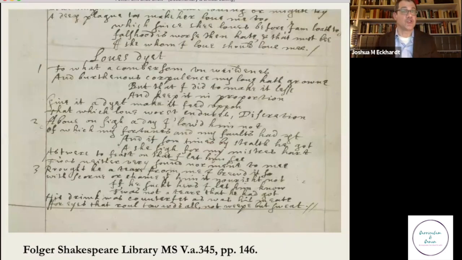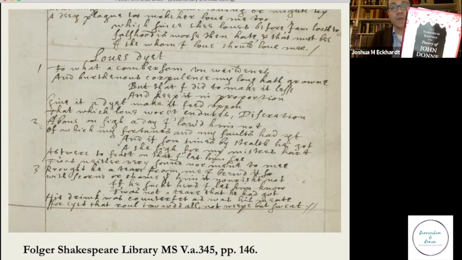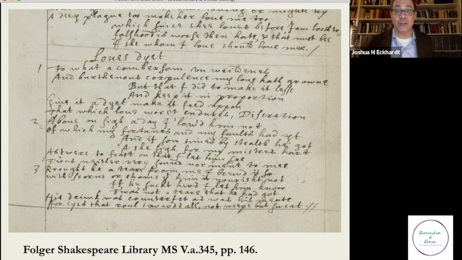We basically tried to edit this poem according to the standards of the Variorum edition of the poetry of John Donne before the Variorum editors got to it. In this poem, Donne's speaker says that his love has grown so great that it's basically gotten fat and he needs to put it on a diet.